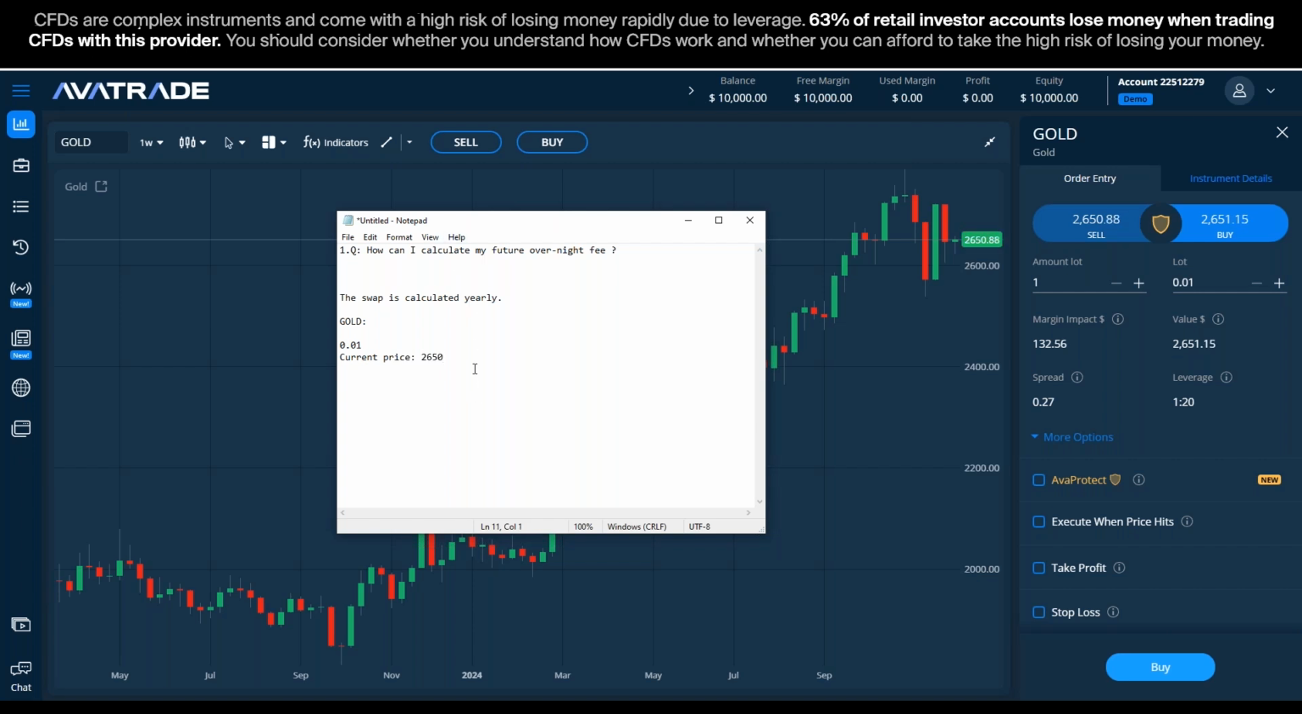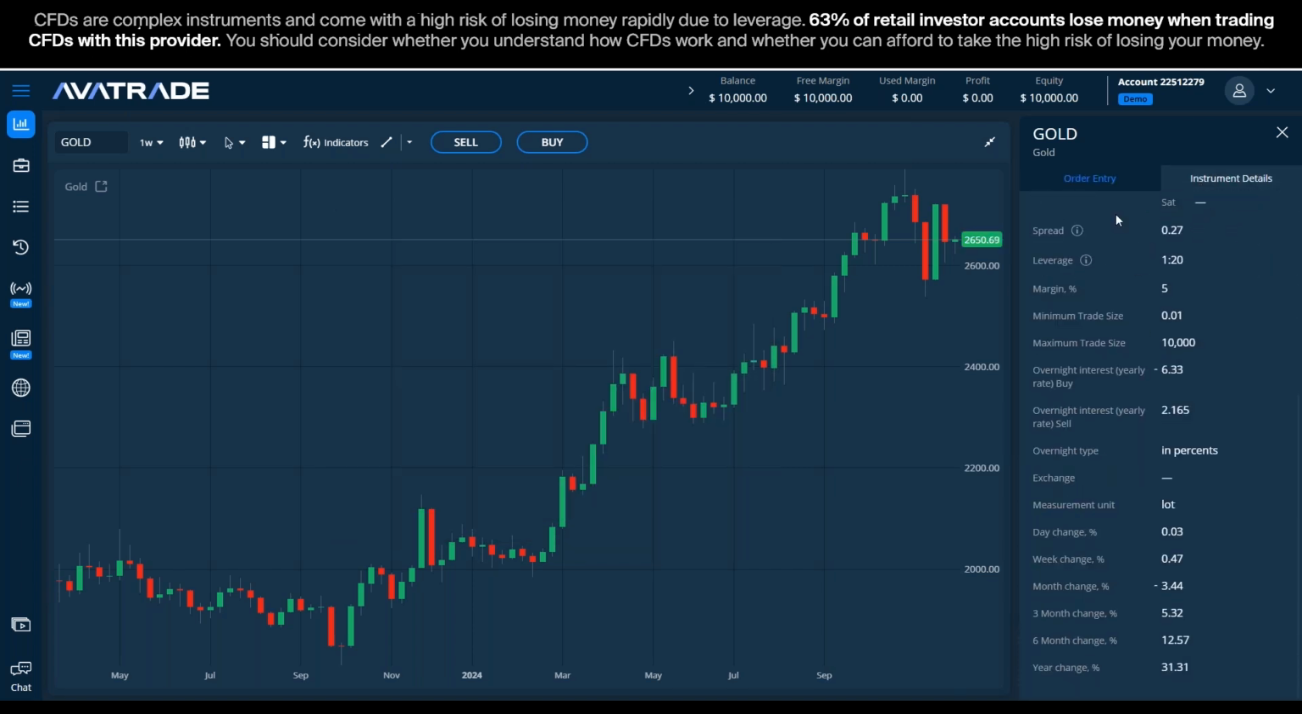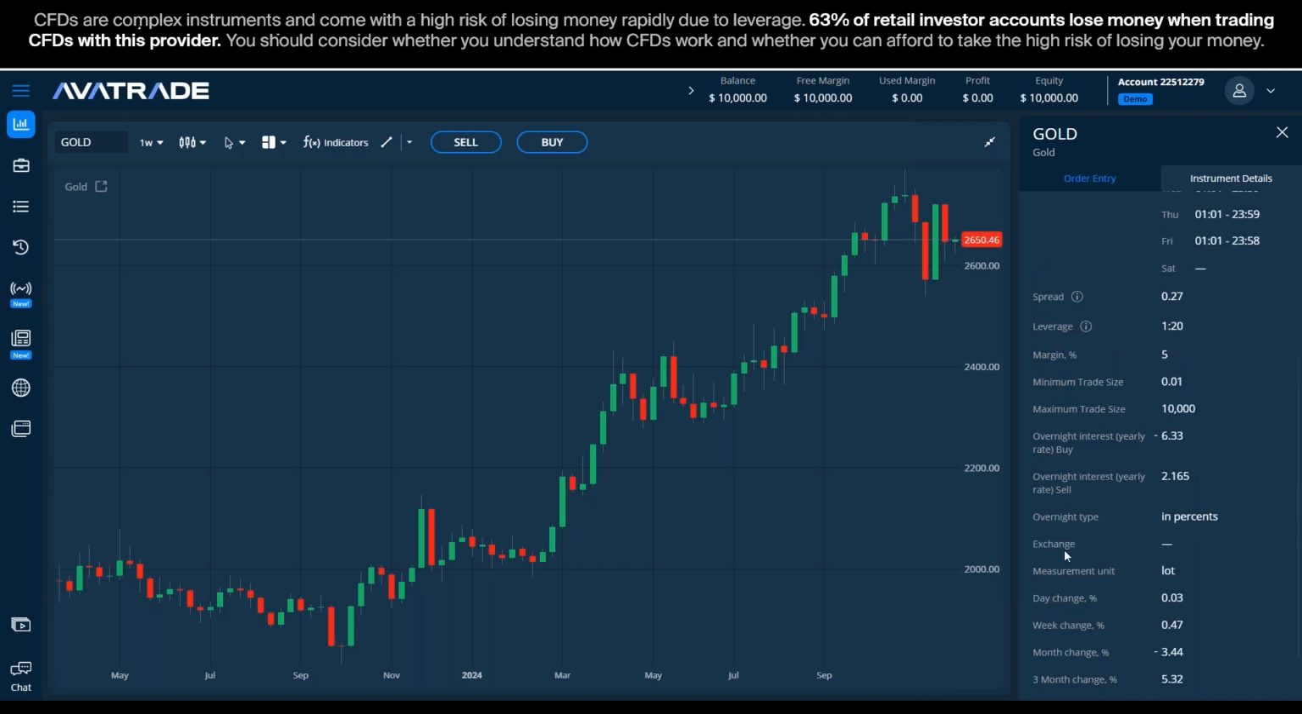So how can we do it? Like I said, swap is being calculated yearly. So when I go to the instrument details and I scroll all the way down, again, I have to scroll all the way to that segment here, which is day change, week change, month change, 3 months, and so on. And at the bottom of the list, we have the year change. This is not what we're looking for. We have the overnight fee. That is what we're looking for.